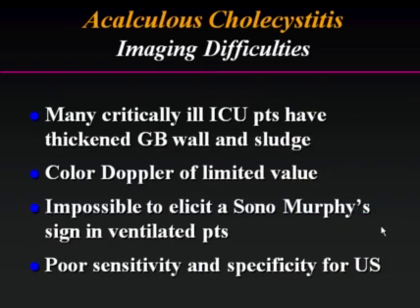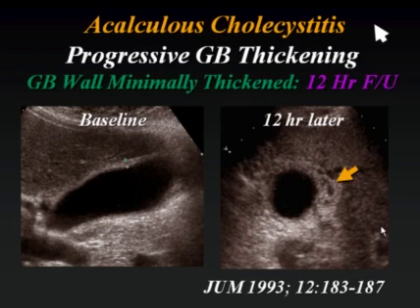Now, the problem is that critically ill patients all have thickened gallbladder walls and sludge. You take the portable equipment up to the ICU, it's hard to find somebody who doesn't have sludge and a thickened gallbladder wall. So how do you really know who's got acalculous cholecystitis? We've already made the point that color Doppler isn't really all that helpful. And in a patient who's ventilated, it's impossible to elicit a sonographic Murphy sign. So not too surprisingly, sonography has a relatively poor sensitivity for this.